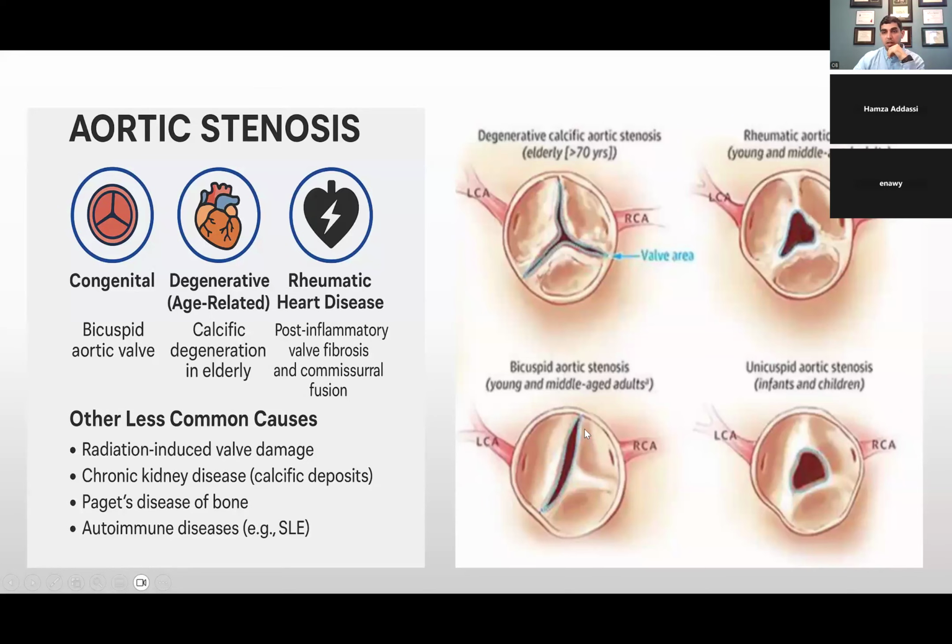You see here, the cusps are fused. And then if you look here, this is a bicuspid valve. The two cusps right here are fused, so there's a slit right here, like a crescent shape. And then this is extremely rare, where you have no cusp at all, a unicuspid valve.